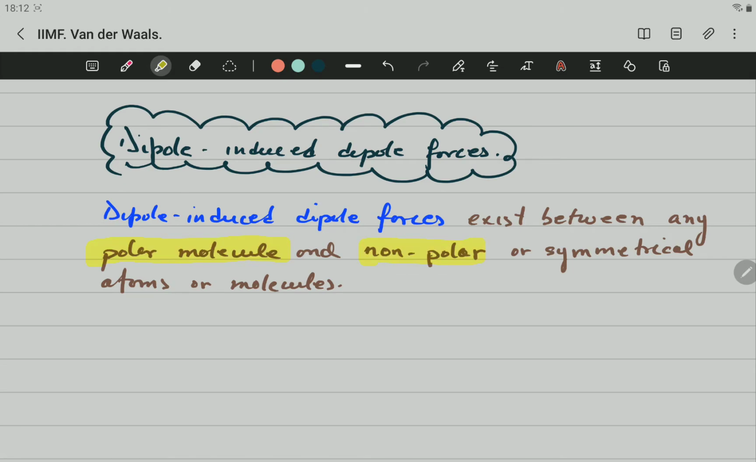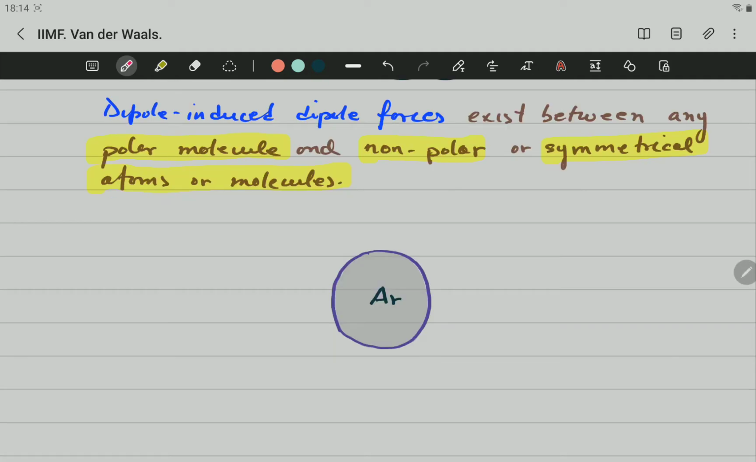Now, a non-polar molecule could be symmetrical atoms or molecules. Those could also be non-polar, so it doesn't need to be a molecule. For example, the noble gases exist as atoms. They don't form molecules because they don't bond with each other. So that could be the example. Let's see one example, for example, argon, one of the noble gases. So argon is a symmetrical atom.